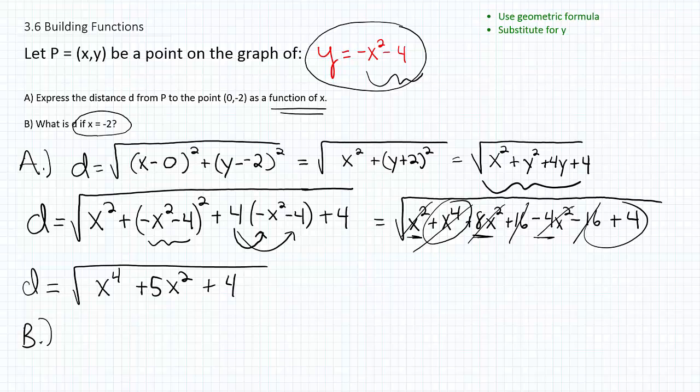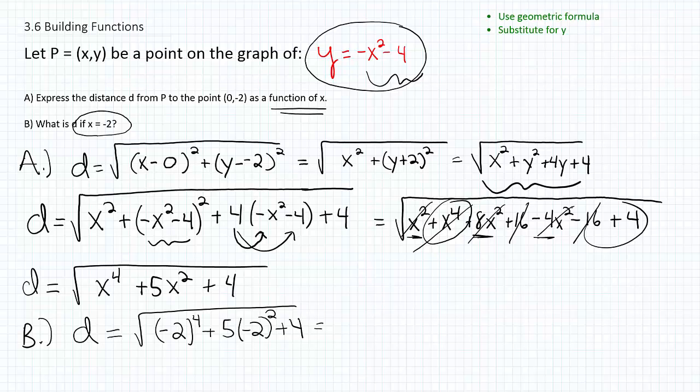To do part B, all we have to do is plug in that -2. So we'll say that the distance is equal to the square root of x to the fourth, that'll be -2 to the fourth power, plus 5 times -2 squared, plus 4.